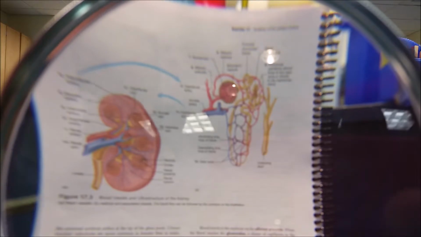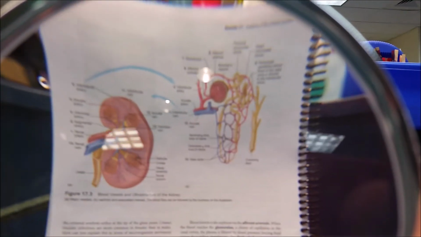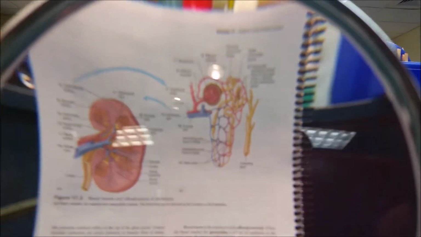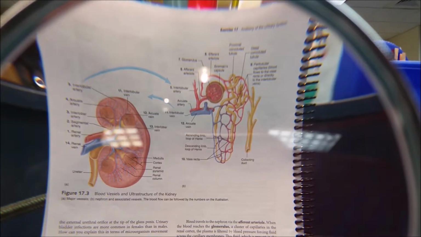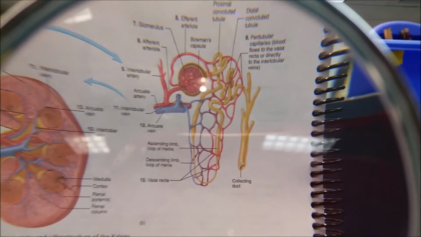First of all, what is the nephron? The nephron is a functional unit of the kidney, where waste products are filtered from the blood and urine is produced. Blood travels to the nephron via the afferent arterioles.